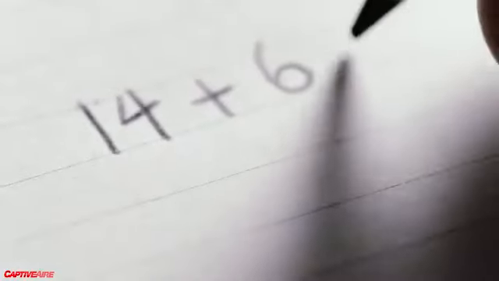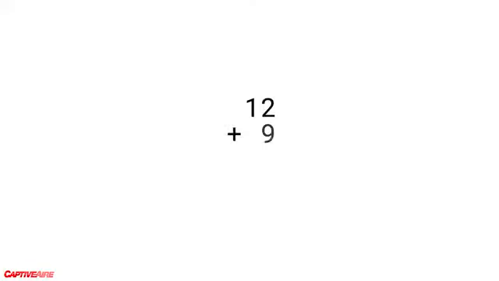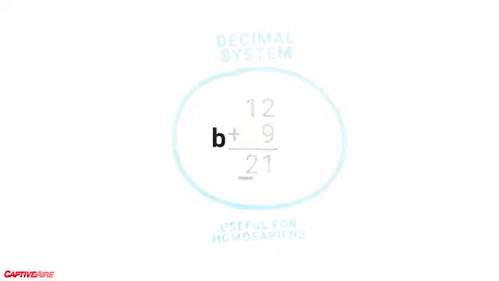We all know how to add numbers, right? We use the decimal system to add, say, 12 plus 9. Since 2 plus 9 is 11, we take the 1 and the remaining 1 carries over to the next row, which combined with the other 1 gives us 2 and we get 21. So we're all used to this decimal or base 10 system, but in order to be efficient, computers have to use a different system, the binary system.